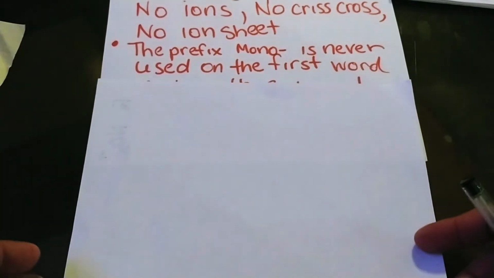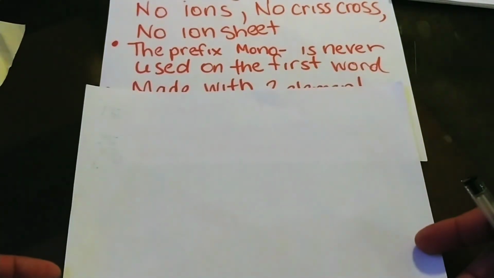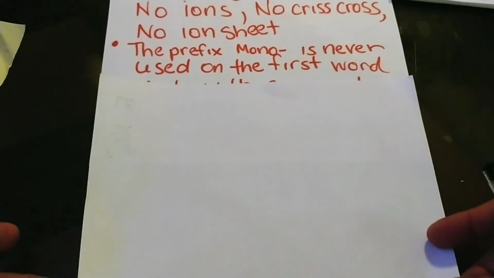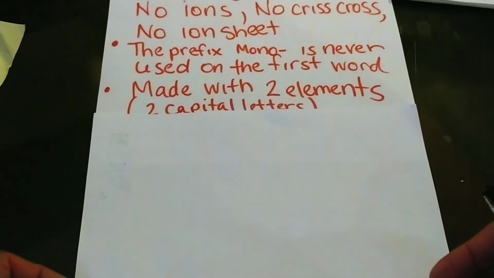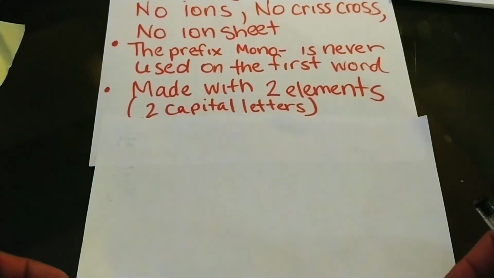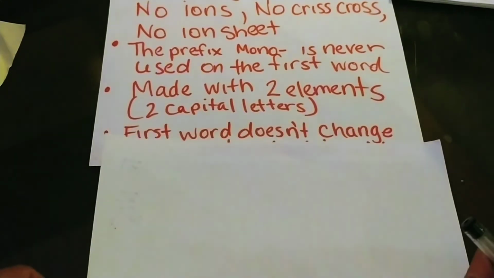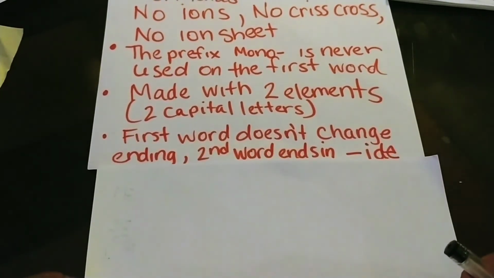The prefix mono is never ever used on the first word. We talked about that. We can use it on the second word, just never on the first word. Covalent compounds are made with 2 elements, meaning 2 capital letters. And last but not least, the first word doesn't change its ending. It's always the second word that will end in ide.